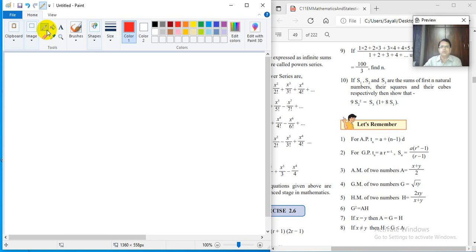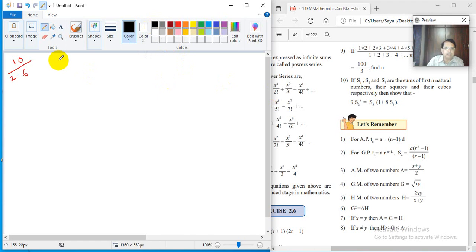So we will do one problem from exercise 2.6, as it is somewhat important. Problem number 10 from exercise 2.6. Okay, so what is the problem? They have given us that if S1, S2 and S3 are sums of first n natural numbers, their squares and their cubes respectively, then show that this.